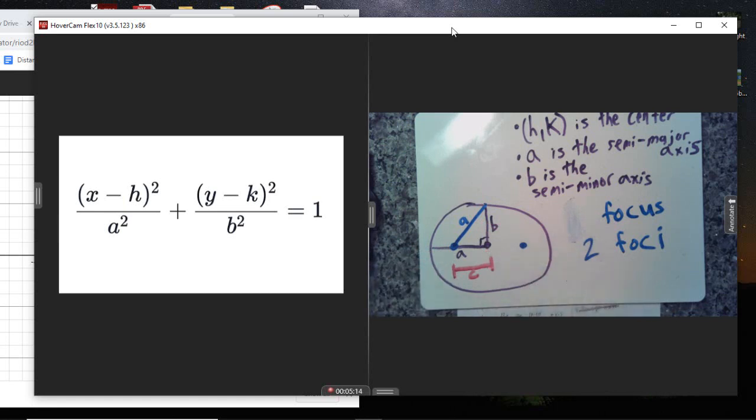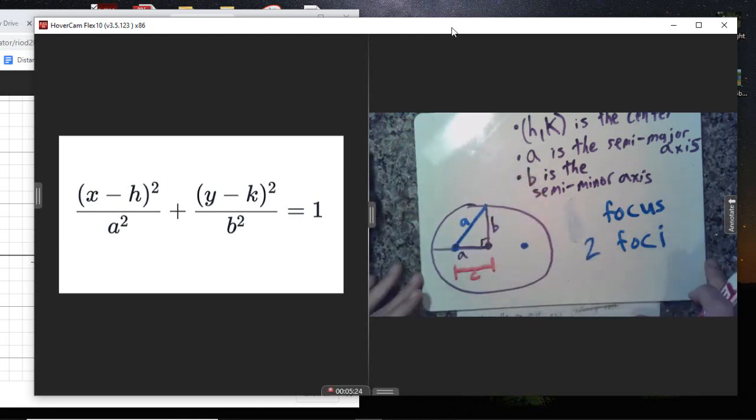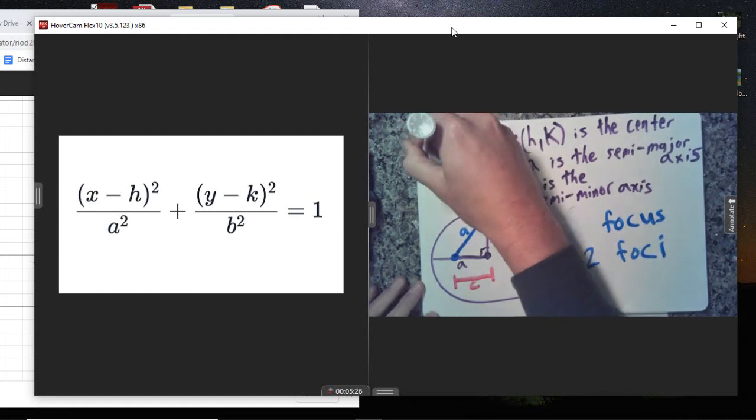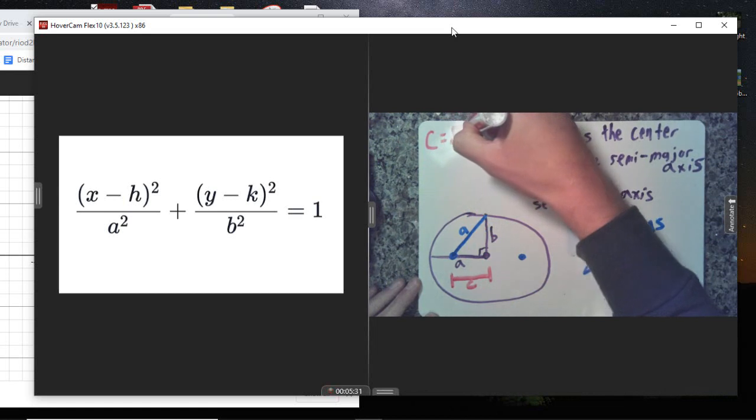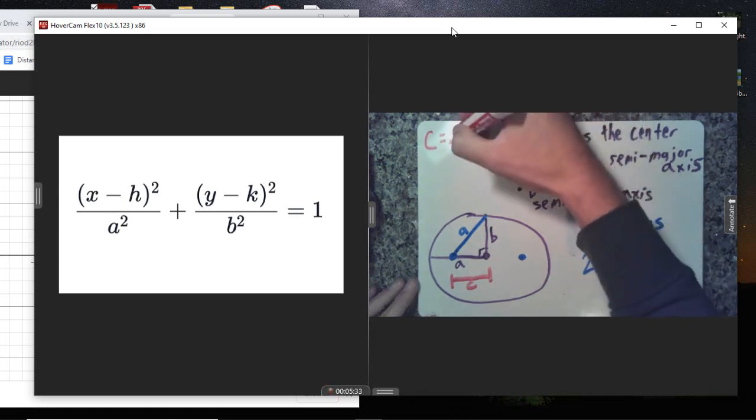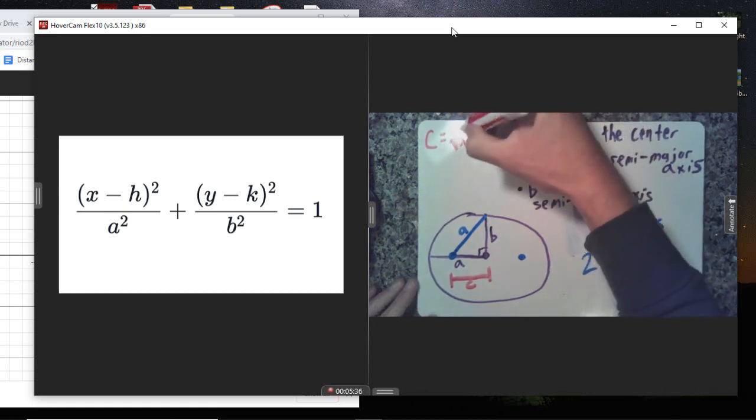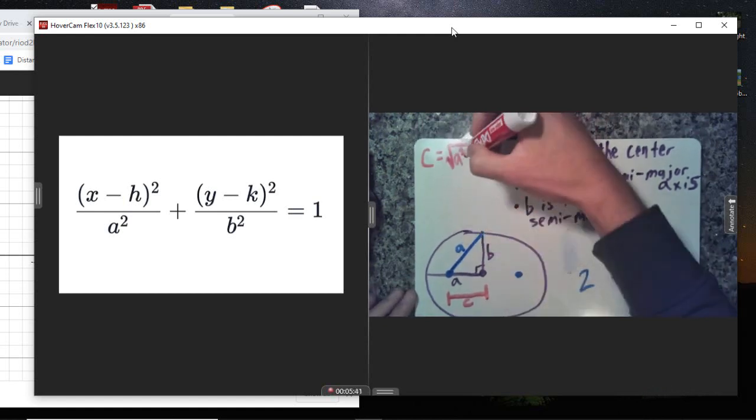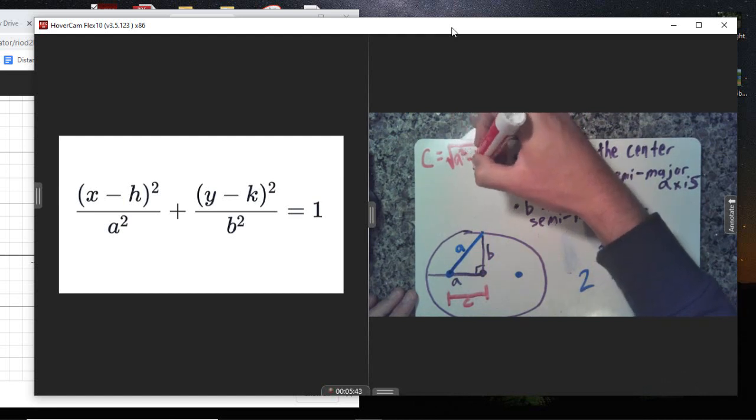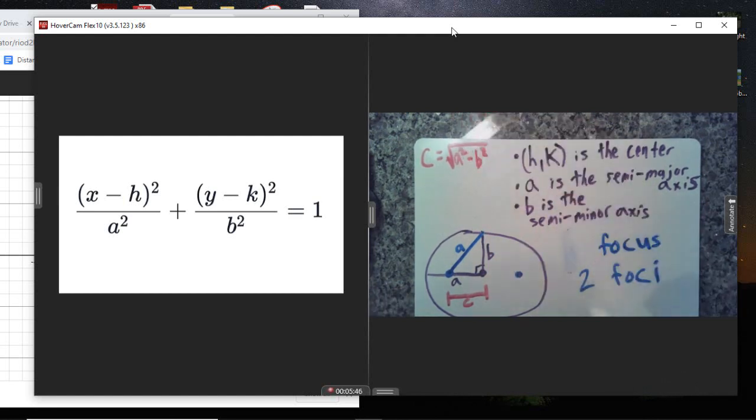Now, you could use the Pythagorean theorem to actually find this length of C. I'm going to go ahead and just give it to you now because I'll show you why that's important. So C is going to equal the square root of A squared minus B squared. So that's how you find C.